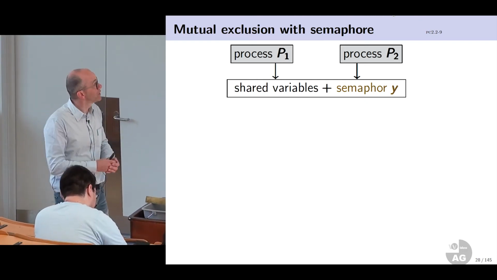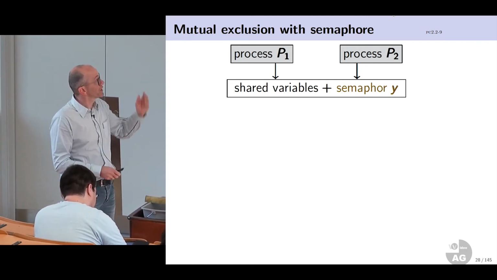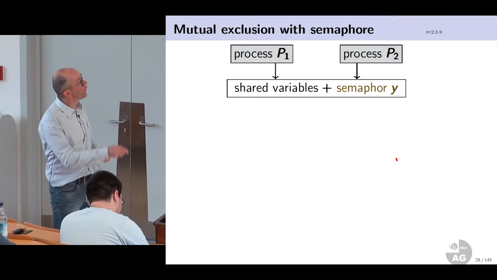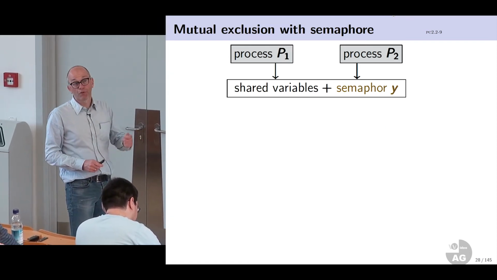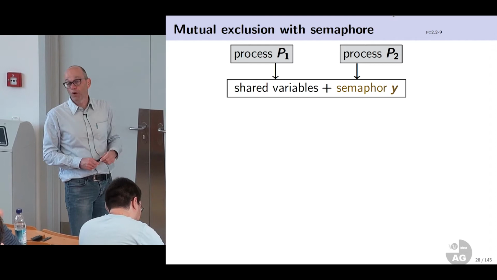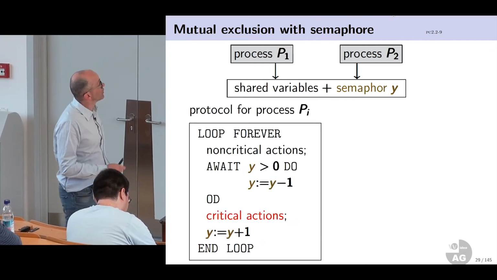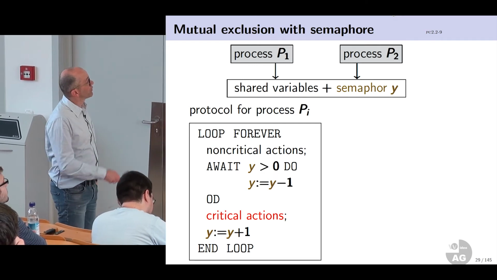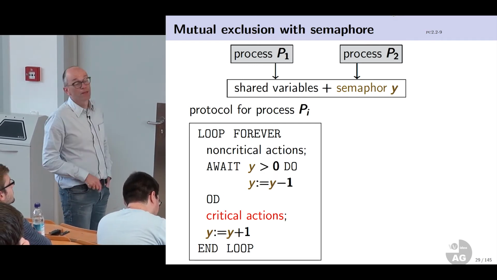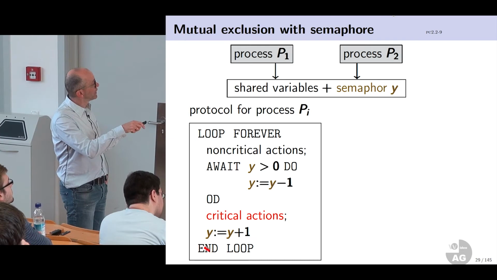So the typical way that you have been acquainted with are things like semaphores. So semaphore Y in this setting is a binary semaphore, which means it has the values either 0 or 1. So think about a program that looks as follows. Typically a thread is an infinite loop, so it's something like loop forever.